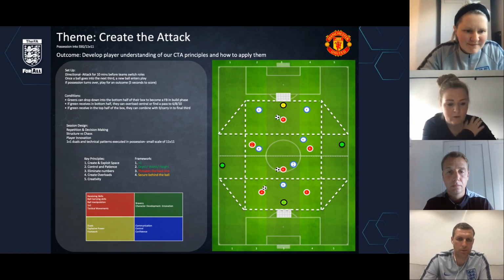So we spoke earlier around the structure versus chaos. What we've said is if possession turns over, you play to an outcome. So again, the blues, it's playing the pictures you see, reds reacting.